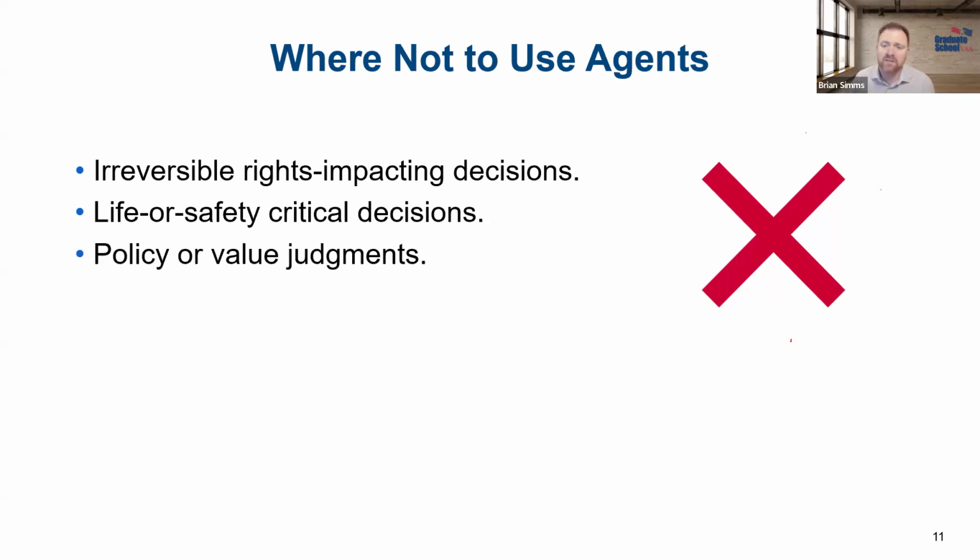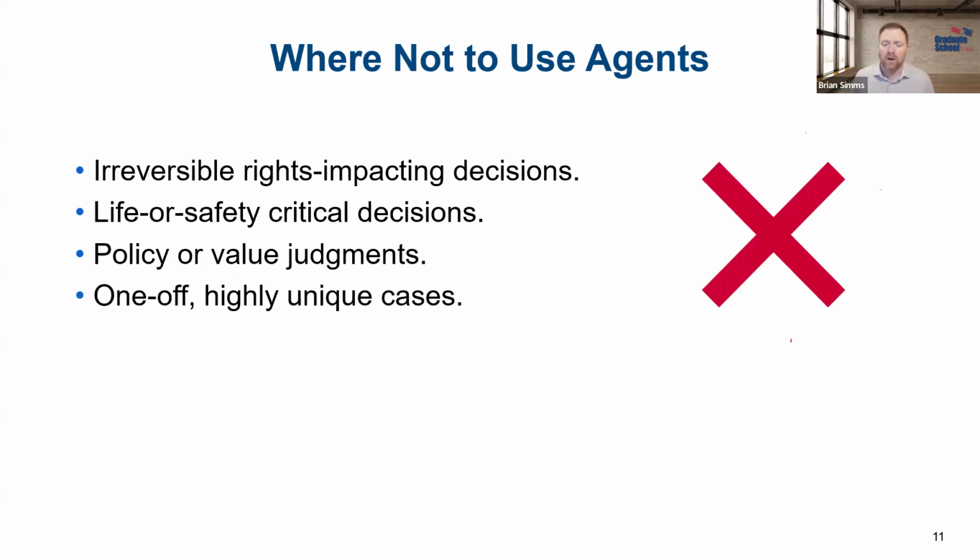Policy or value judgments. Probably shouldn't leave it up to the AI to decide what's fair, right? Or what a new policy is, right? For those reasons that we talked about at the very beginning of our session, right? AI is not deterministic. It is probabilistic. It should not have the final word because there's too many questions about the data that it's been trained on, things like that, right? Humans have to have that final say.